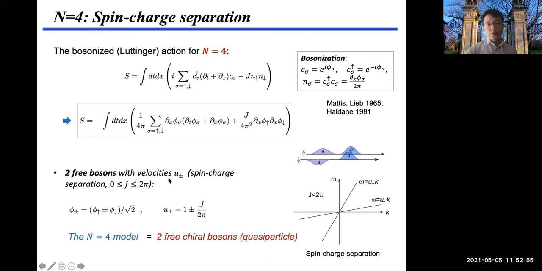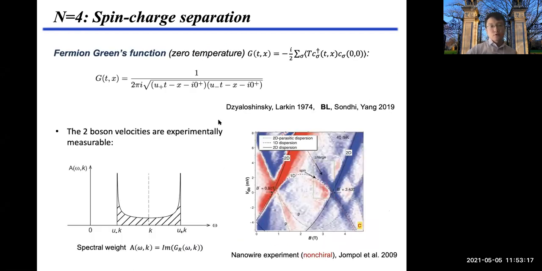And this gives us 2 free bosons with different velocities. And the 2 eigenmodes are related to the original boson fields in this way. And the 2 modes actually have the physical meaning of the spin degree of freedom and the charge degree of freedom of the chiral complex spinful fermion. So we could also calculate the fermion Green's function, which shows this interesting behavior, which gives you the two velocities. And this has been detected in non-chiral examples, but basically the physics is similar. One could see these two velocities.